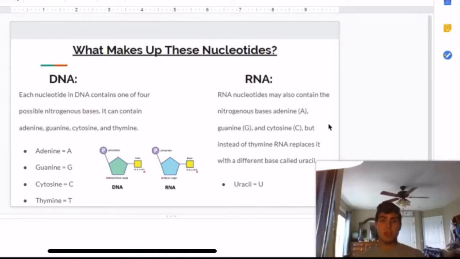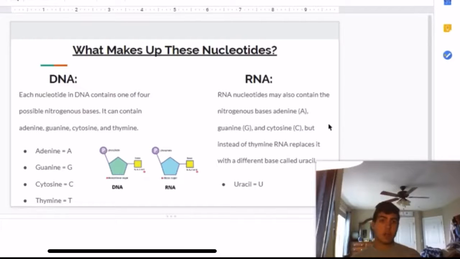What makes up these nucleotides? Each nucleotide in DNA contains one of 4 possible nitrogenous bases. It can contain adenine, guanine, cytosine, and thymine, and their respective abbreviations are there. Adenine is A, guanine is G, cytosine is C, and thymine is T.